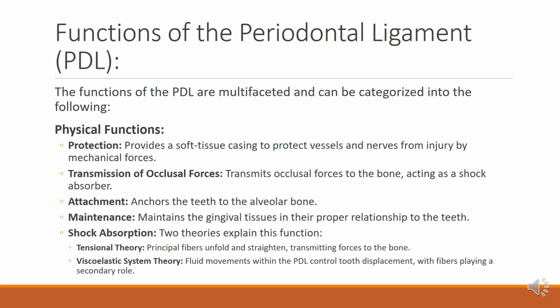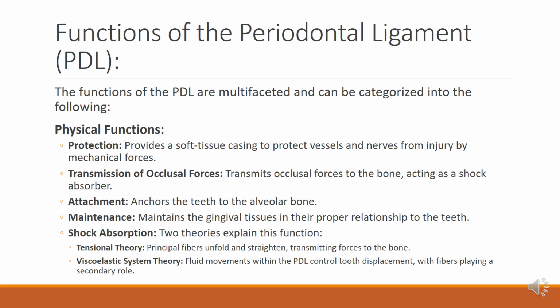The functions of the periodontal ligament are multifaceted and can be categorized into the following. Physical functions. PDL provides a soft tissue casing to protect vessels and nerves from injury by mechanical forces. It also transmits occlusal forces to the bone, acting as a shock absorber. It anchors the teeth to the alveolar bone. It maintains the gingival tissues in their proper relationship to the teeth.